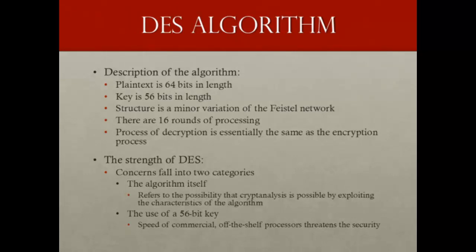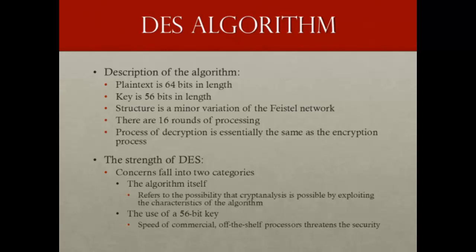DES algorithm. The plain text is 64 bits in length and the key is 56 bits in length. The longer plain text amounts are processed in 64-bit blocks. The DES structure is a minor variation of the Feistel network shown in Figure 2.2 before. There are 16 rounds of processing. From the original 56-bit key, 16 subkeys are generated, one of which is used for each round.